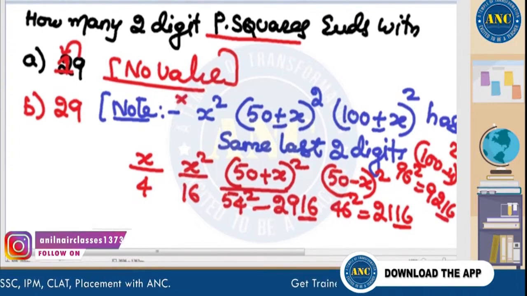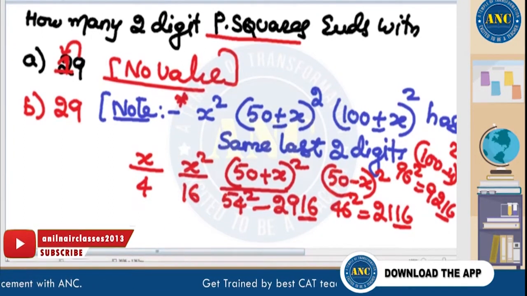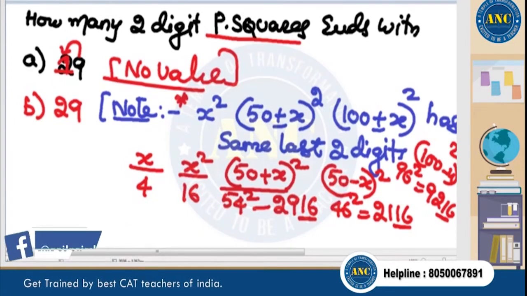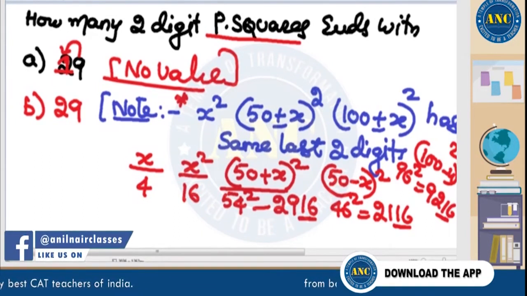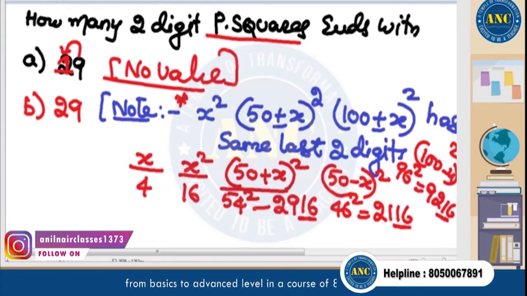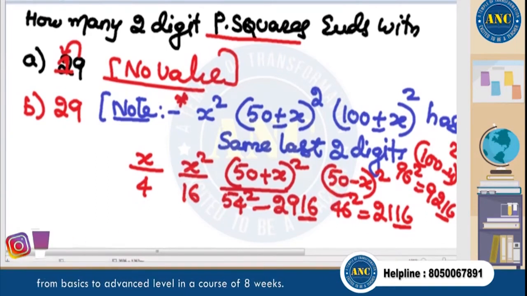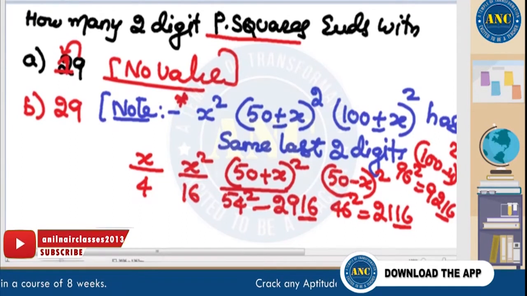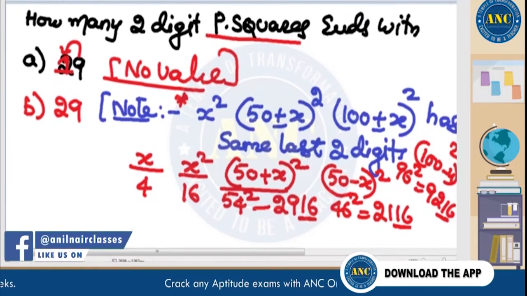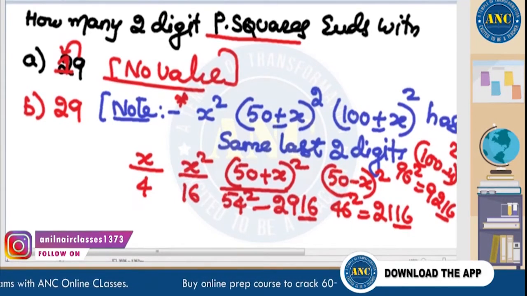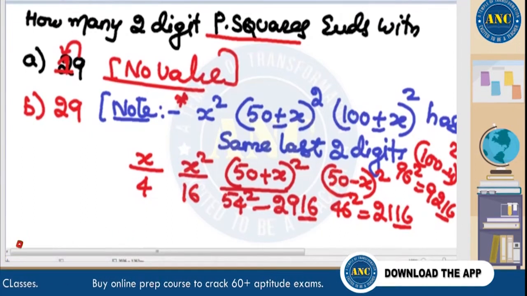Please write down this point. x square, (50 plus or minus x) whole square, (100 plus or minus x) whole square has the same last 2 digits. This is present in our YouTube shortcut video. Neha, I will explain. Anything which I need to discuss in another concept, I am wantedly ignoring it. I will get back to you again.